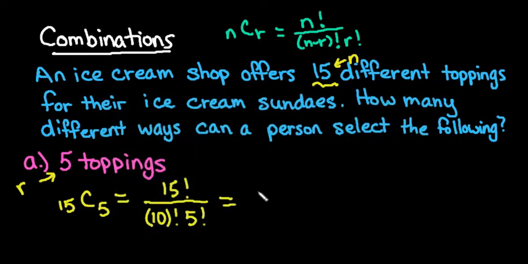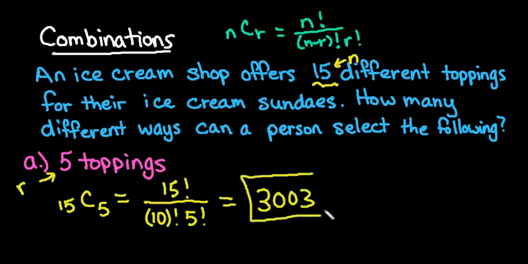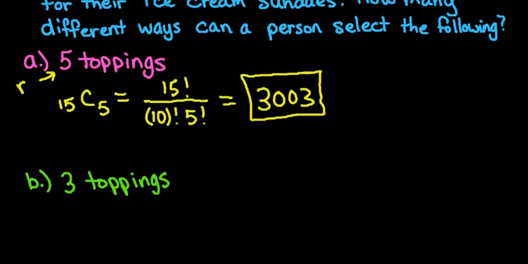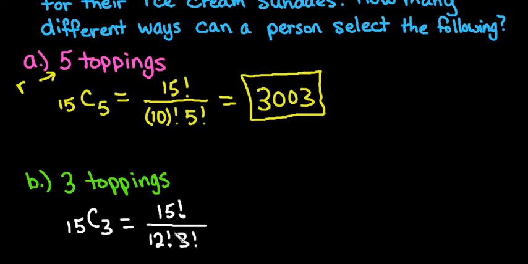So 3003 is the number of arrangements that we can have of 15 items taken 5 at a time. For the second one, for 3 toppings, we would have 15C3. And instead of having to go through that whole process again, I'm just showing out the work so that you guys can see what's happening. So 15 factorial over 12 factorial, 3 factorial.